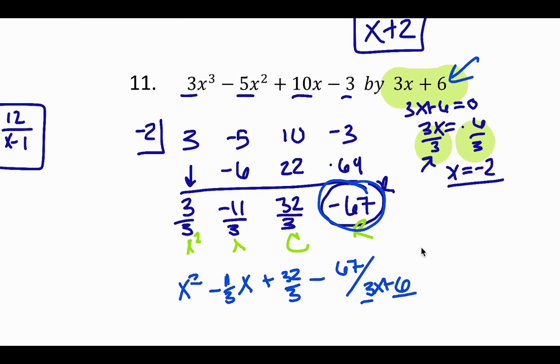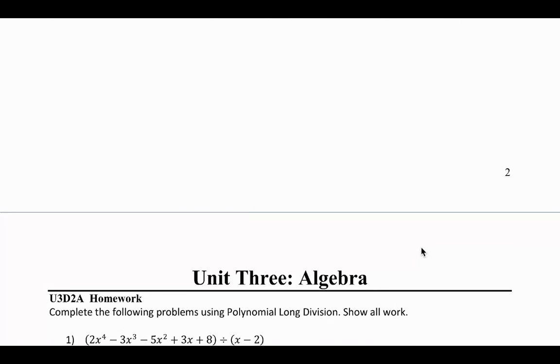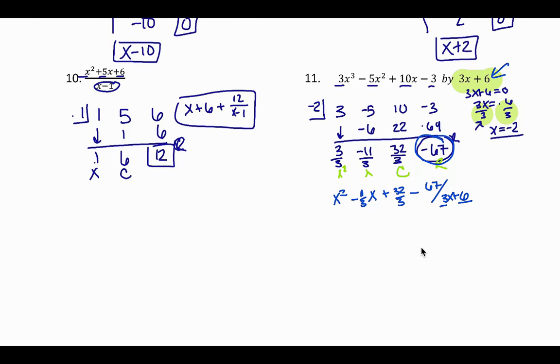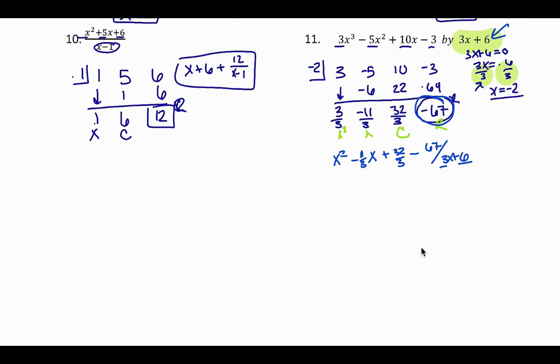The last thing that I wanted to mention that I don't have an example here for you is if you were to divide, let's say, 3x to the fourth plus 2x squared minus x by x plus 2, that you need to make sure we have all of our placeholders. So here I need a placeholder, and here I would need a placeholder.